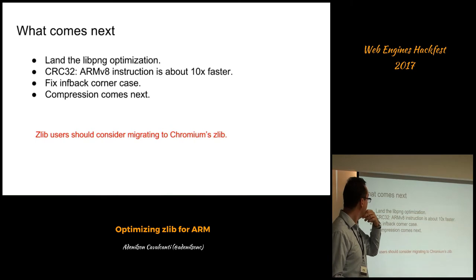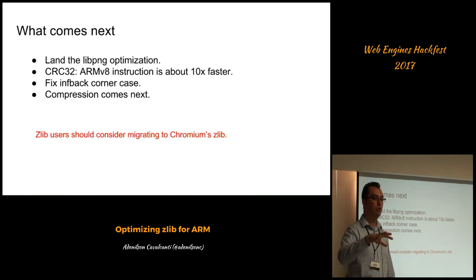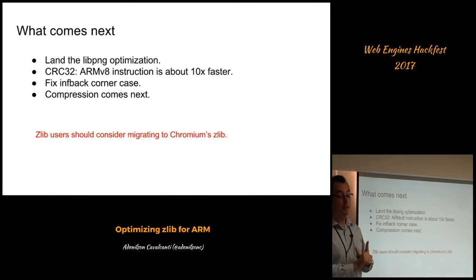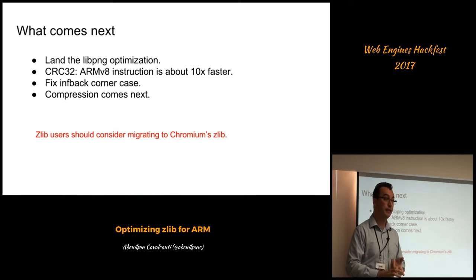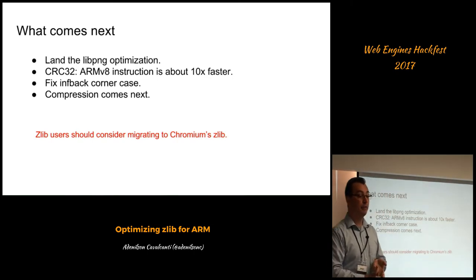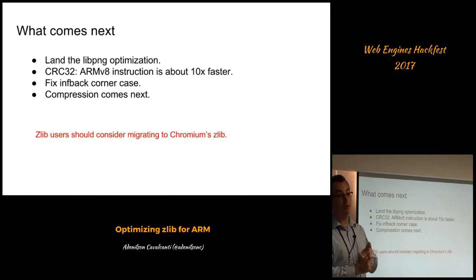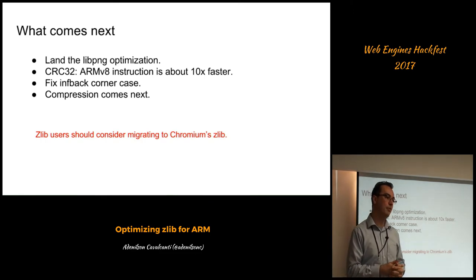And about compression, I implemented one method. It was a deflate window that helped compression by 2 to 10%. So the first new optimization is going to be featured in Chromium M62. The second implementation, together with the first, is going to be featured in Chromium M63. And I'll work to try to get the libpng and the CRC32 optimization into Chrome M64.